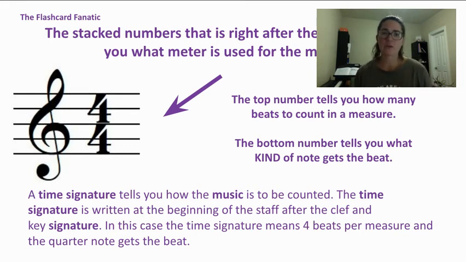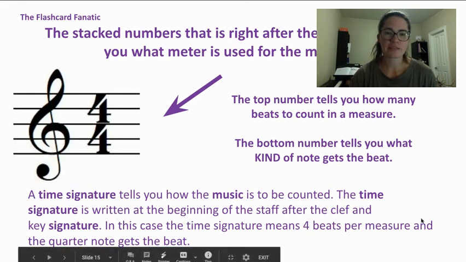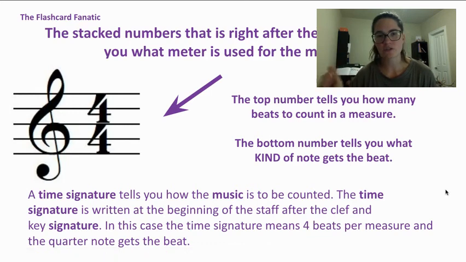This particular one is 4/4 time. The top number tells you how many beats are in a measure. So in this case, 4 beats will be in a measure every time. The bottom number tells you what kind of note gets the beat. A 4 means a quarter note gets the beat. So what this is saying is that 4 quarter notes are in every single measure, or the equivalent of 4 quarter notes. A time signature tells you how the music is counted, and it's written at the beginning every time. You can change time signatures too, and we'll talk about that when you get better at your instrument.